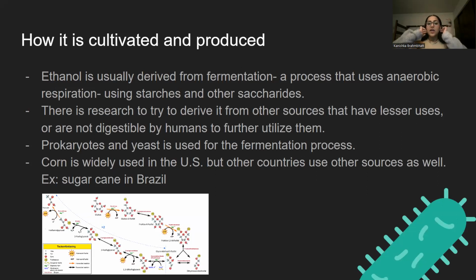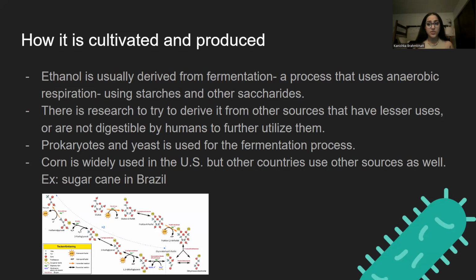So to cultivate ethanol, fermentation, the anaerobic respiration process, is used, and usually prokaryotes such as bacteria and yeast are used for that. There is research to try to derive it from other sources, such as cellulose, for example, as we cannot digest that. But in today's day, corn is widely used in the United States.